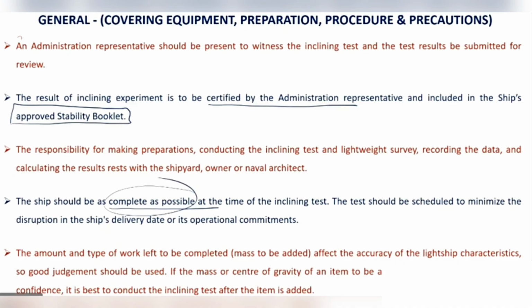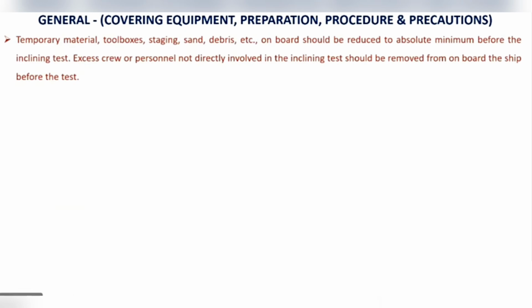If the mass or the center of gravity of an item to be added cannot be determined with confidence, it is best to conduct the inclining experiment after that particular equipment is placed on board. These are all from the code, beta.